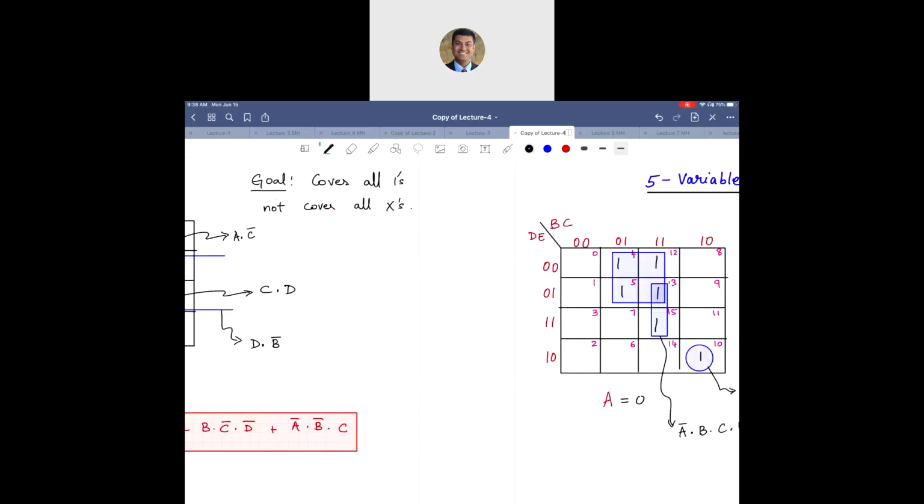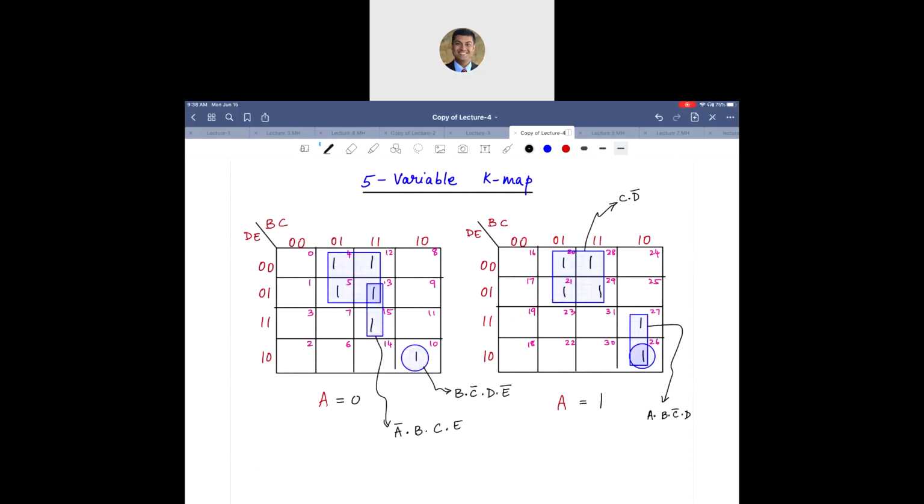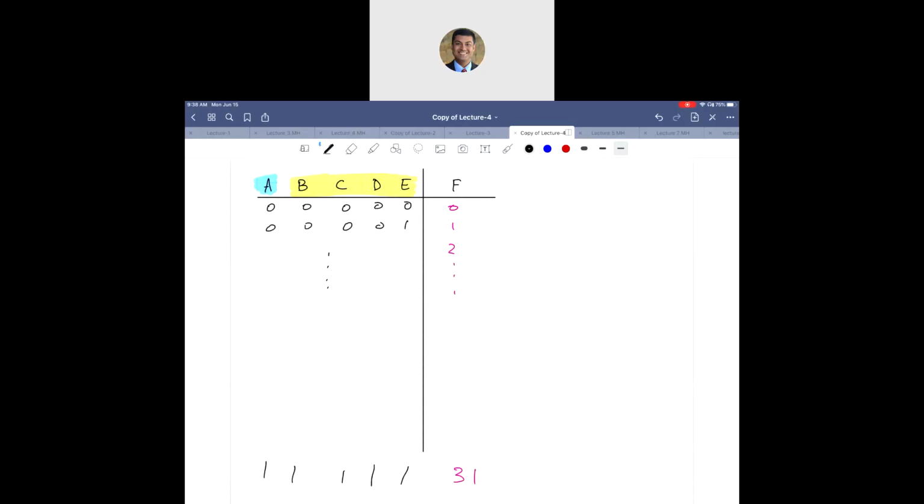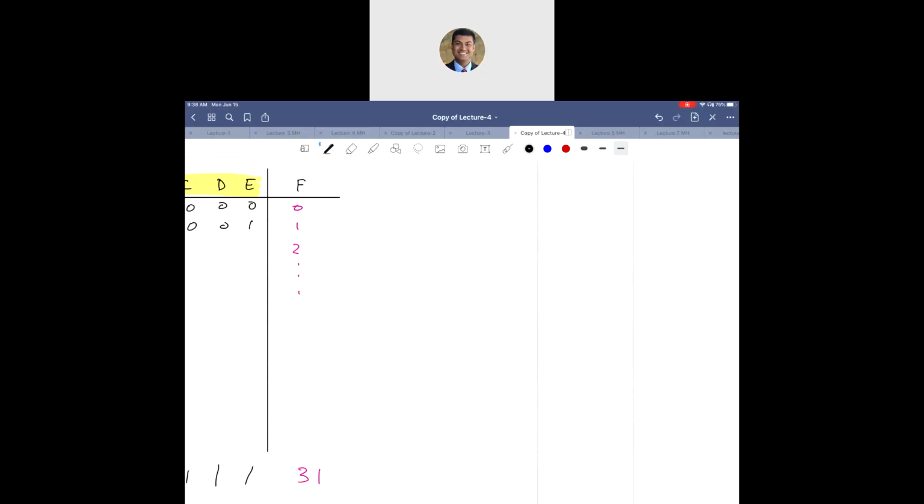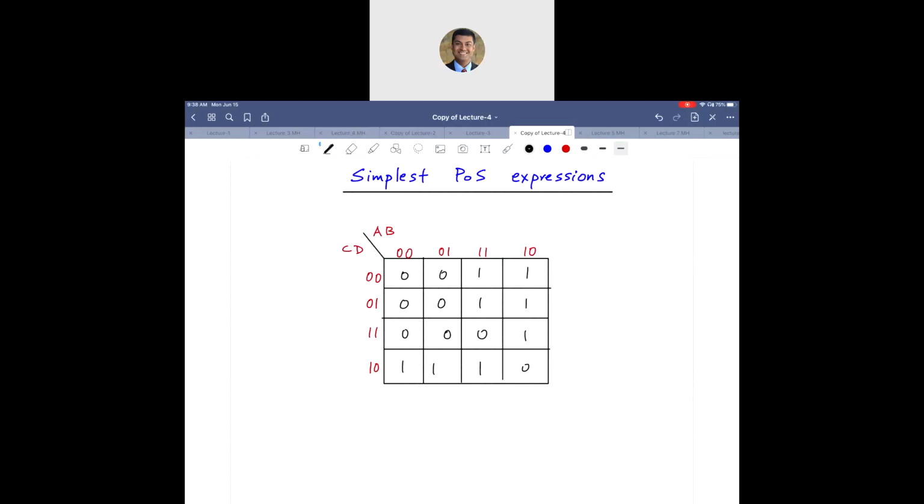Let's see, 4-variable is done, 5-variable is done. We talked about the K-map usage. We talked about numbering the cells to make things much faster. Let's talk about the simplest product of sum expression. So for simplest product of sum expression, the entire story is going to get reversed. Now you are going to say, I will focus on combining the zeros. Instead of combining the ones, you are trying to combine the zeros instead.